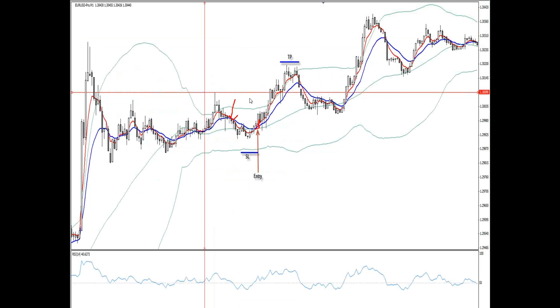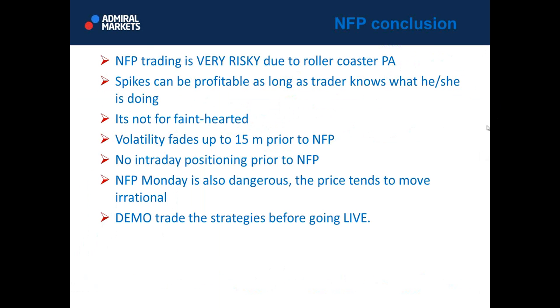And this is what we do. First, this is where NFP has started, and then we wait for the initial spike, then we wait for these MAs to cross, and we enter after the second cross. So the first cross is called retracement, and the second cross is called entry. Okay, I think that this is clear to you. If something is unclear, you can ask me.